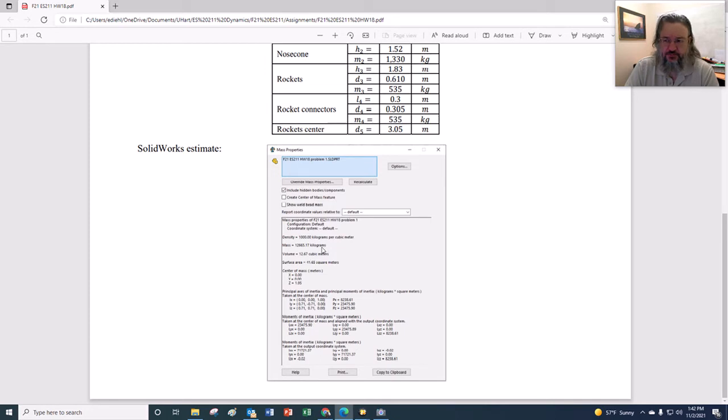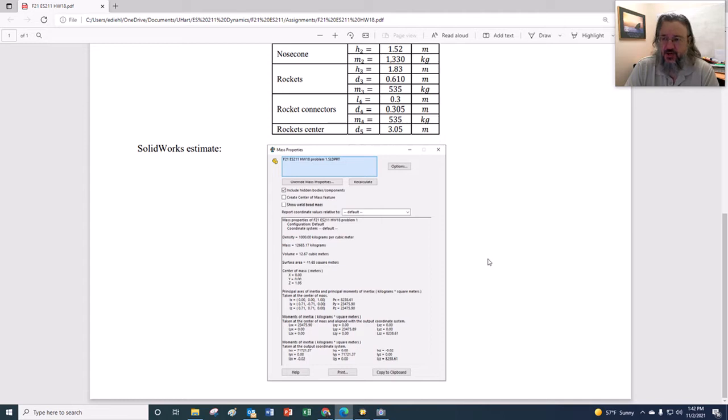12,665 kilograms. I think right from the beginning we're going to find out that we're maybe just a little off from that. And then the center of mass, the X should be 0 and Y should be 0, and the Z should be like 1.95. And then we're going to have these mass moments of inertia. It's these diagonal terms that we're going to try to replicate.